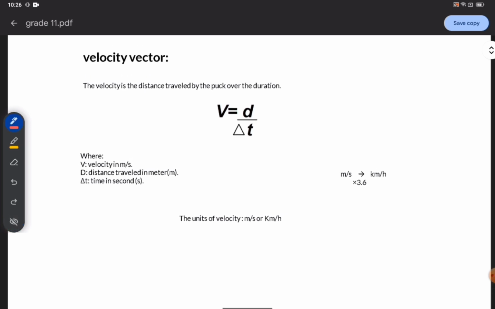Velocity, it's velocity, not velocity vector. The velocity is the distance traveled by the body over the duration. So v equal d over delta t, where v is the velocity in meter per second, d is the distance traveled in meter, and delta t the time in second. From meter per second to kilometer per hour, multiply by 3.6. The units of velocity are meter per second or kilometer per hour. In SI, the unit is meter per second.